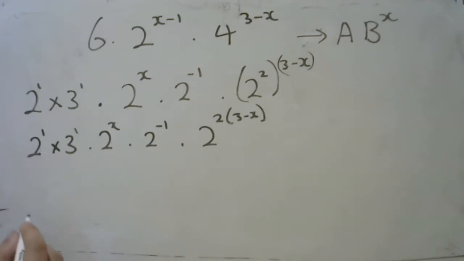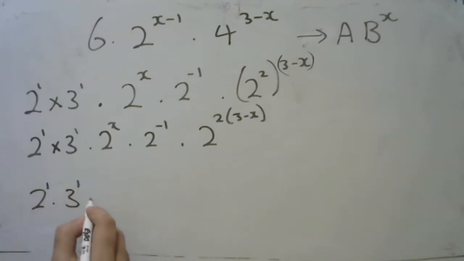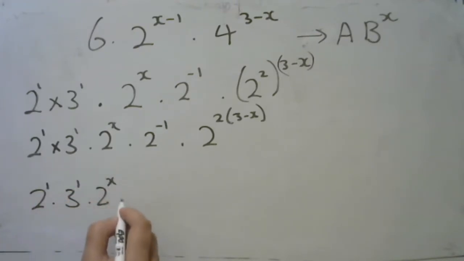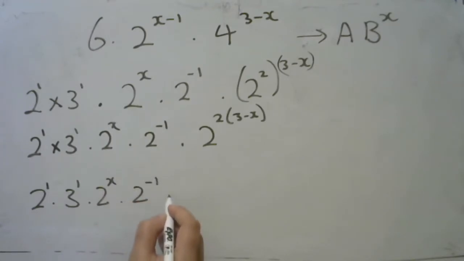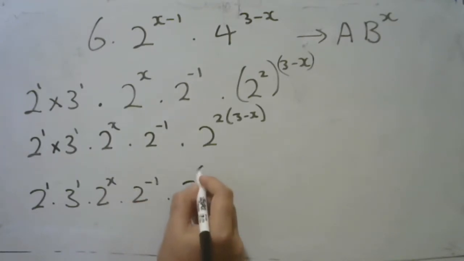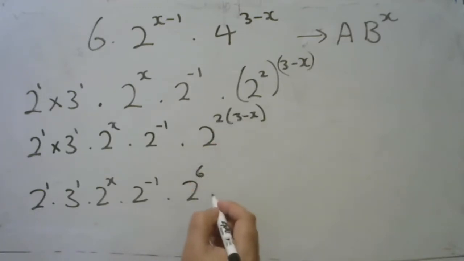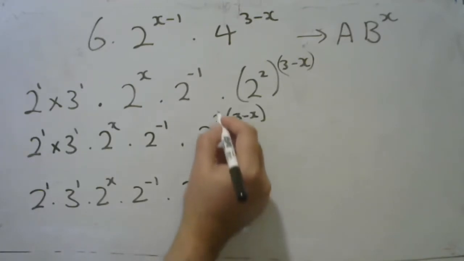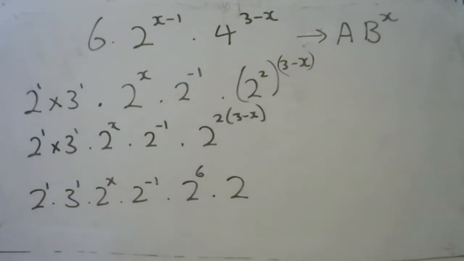Now, 2 to the 1 times 3 to the 1 times 2 to the x times 2 to the minus 1 dot 2 to the 6, 2 multiplied by 3 is 6, dot 2 to the 2 times minus x. So that's minus 2x. So we're left with this. And we need to solve this up and see what we get.